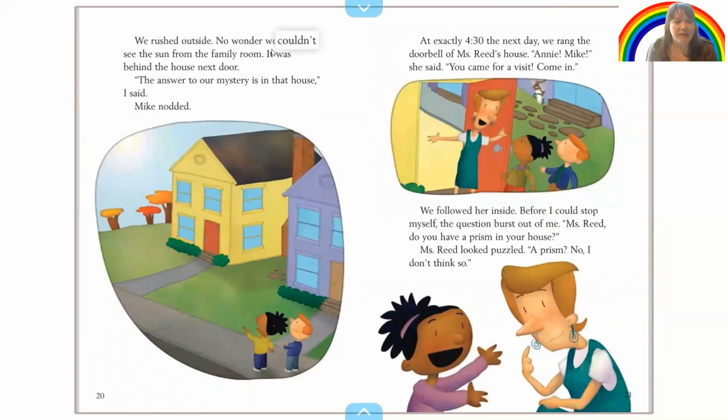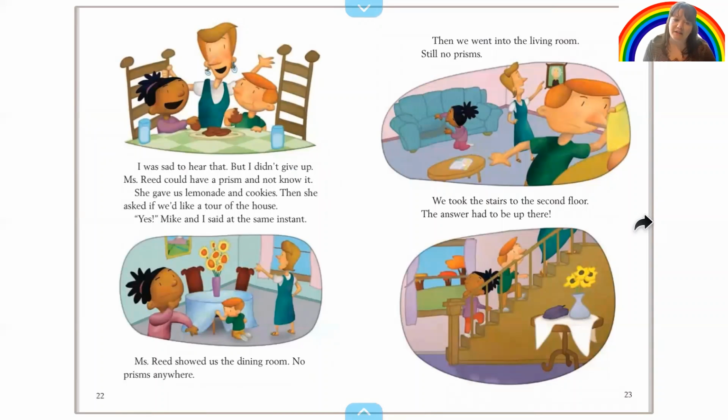We rushed outside. No wonder we couldn't see the sun from the family room. It was behind the house next door. "The answer to our mystery is in that house," I said. Mike nodded. At exactly 4:30 the next day, we rang the doorbell of Miss Reed's house. "Annie, Mike," she said, "you came for a visit. Come in." We followed her inside. Before I could stop myself, the question burst out of me. "Miss Reed, do you have a prism in your house?" Miss Reed looked puzzled. "A prism? No, I don't think so."